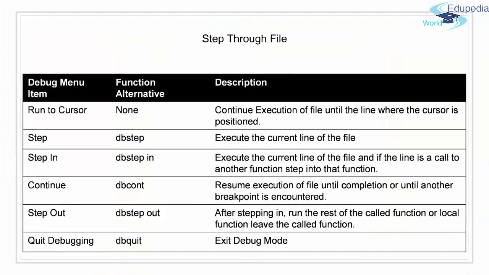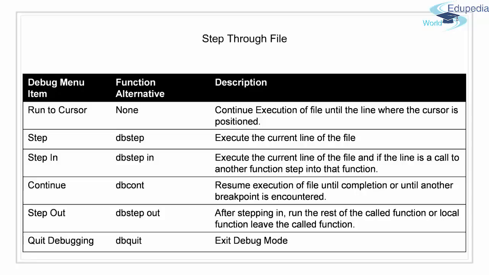While debugging, it is possible to step through a MATLAB file, pausing at points where it is required to examine the values. So I breezed through this in the demonstration, so now I'm going to show you what these debugging actions are. So first there is run to cursor. As the name suggests, execution happens until the line where the cursor is positioned. Then the second we have is step, where the current line of the file is executed.